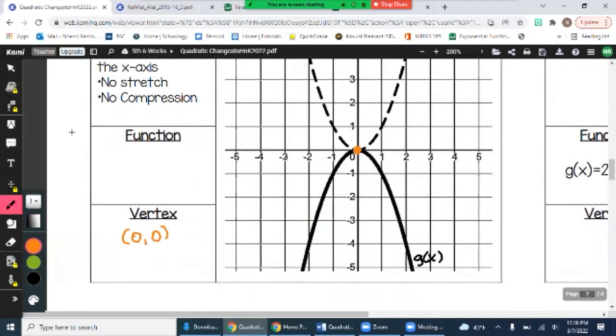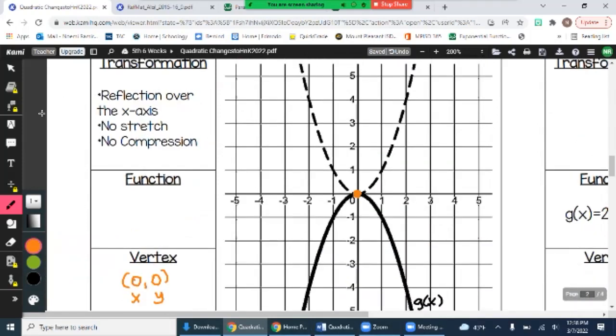0, 0. That is the x and the y value of the vertex for the solid line, for my g of x, because we always go from f of x to g of x. Dotted line will always be f of x. Solid is your g of x, h of x, p of x, whatever.